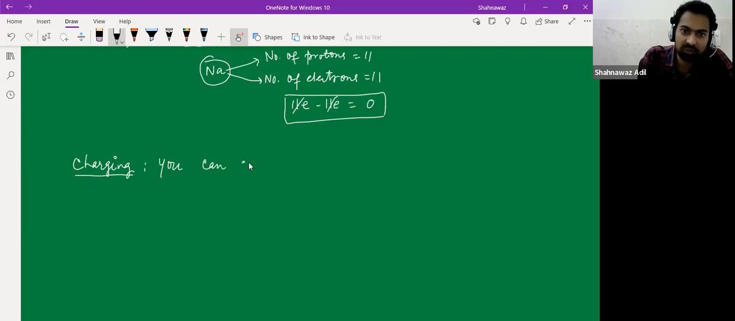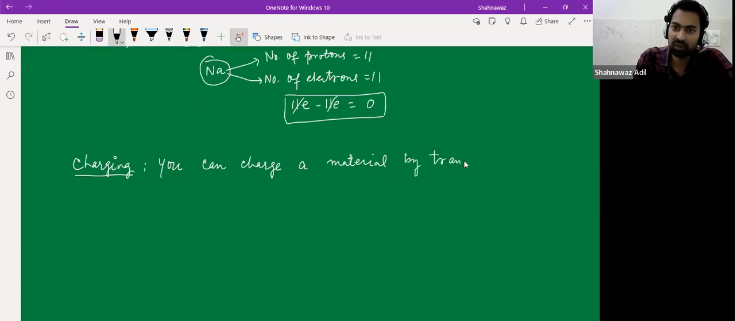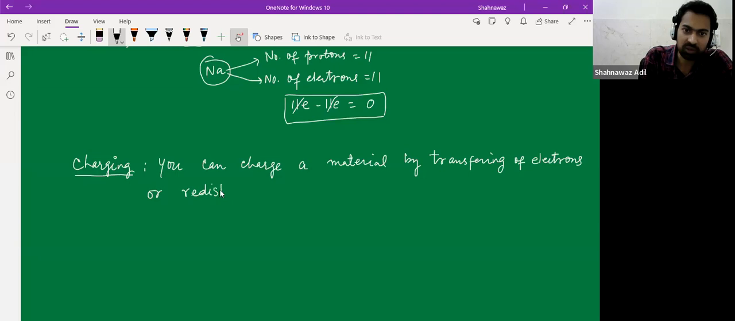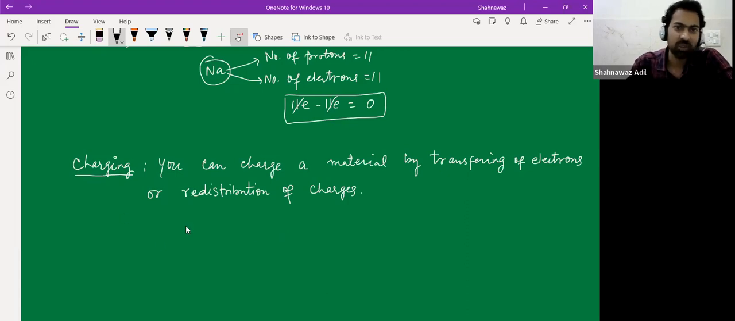So a material can acquire some charge by transferring of electrons or redistribution of charges, right? That is how you can charge a material. And methods of charging are not in your syllabus, so I will skip that.